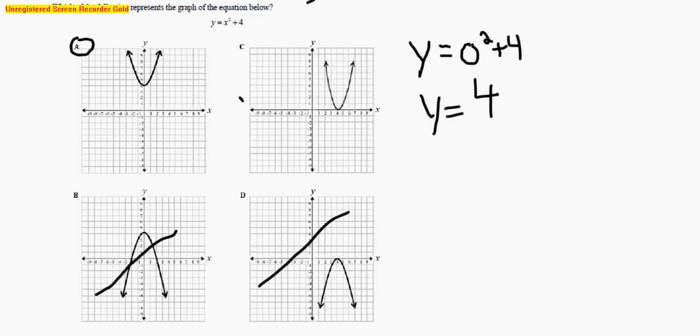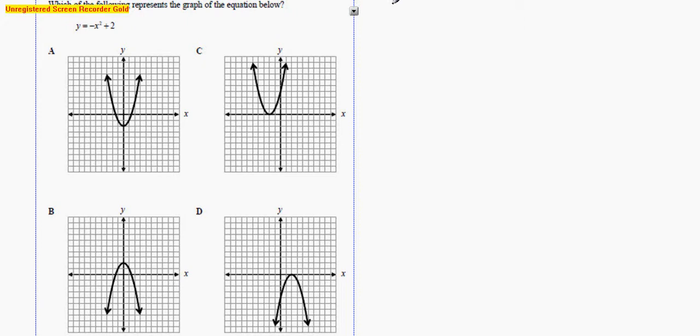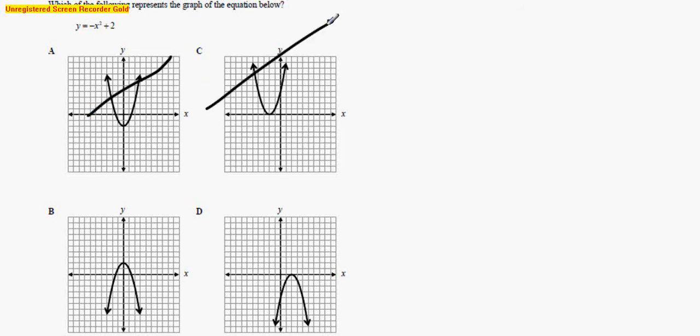Okay, so let's look at another problem. And we'll go a little quicker this time. So again, it's a quadratic equation because x is squared, and these are parabolas. First thing I look at is the x squared term, and it tells me that it's negative. So the negative tells me that it opens downward, so I'm going to cross out A, and I'm going to cross out C. And then I know it's either B or D.